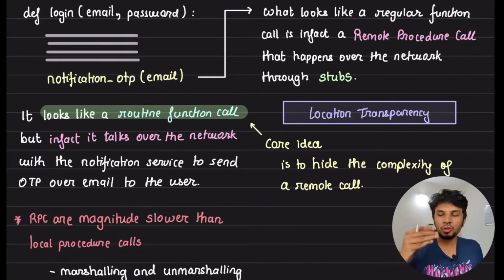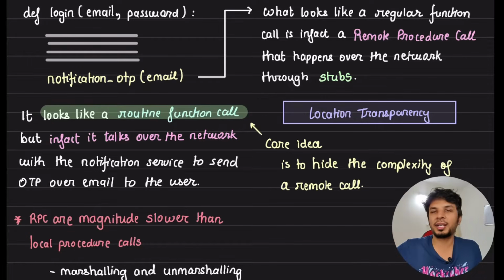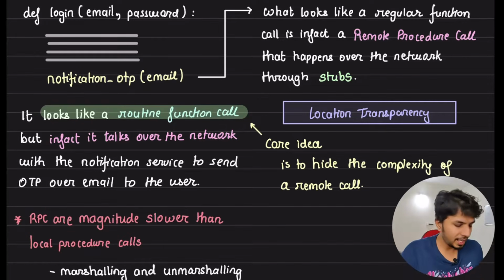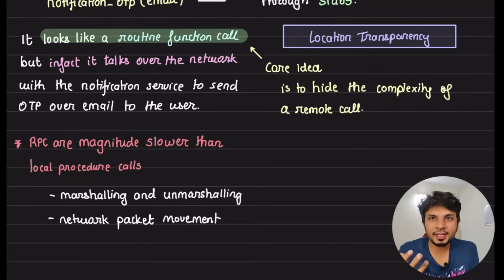Right? So what looks to you like a local call, in reality, is actually a network call that happens over the network. Here, it basically hides the complexity of the remote call. We should not even be worrying about how that call happens. It just happens. Right? So RPCs, obviously, because it's a network call, are orders of magnitude slower than local procedure calls, but you don't feel like that.